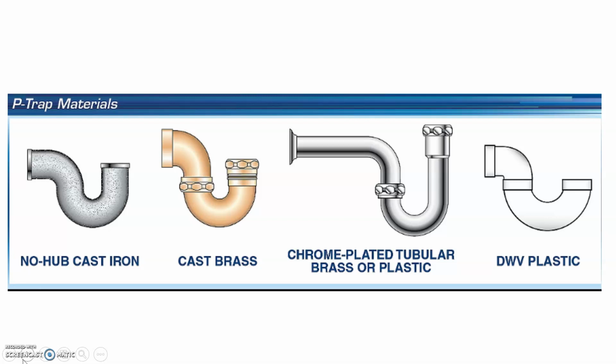A lot of our traps, like the two traps in the middle here, our brass trap and our chrome-plated brass trap, are union type traps. They have the nut to take apart. The other two traps on either side are what I like to call our solid traps, traps that do not come apart.